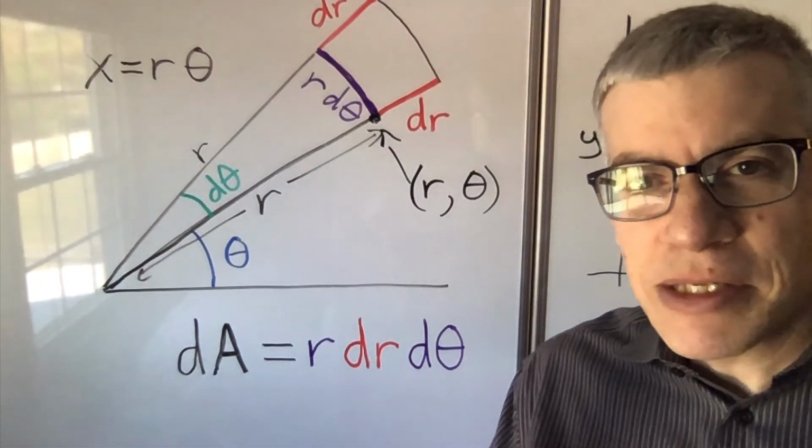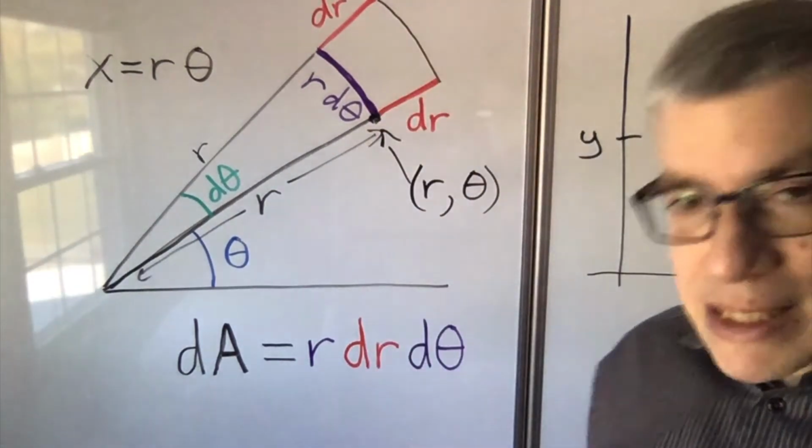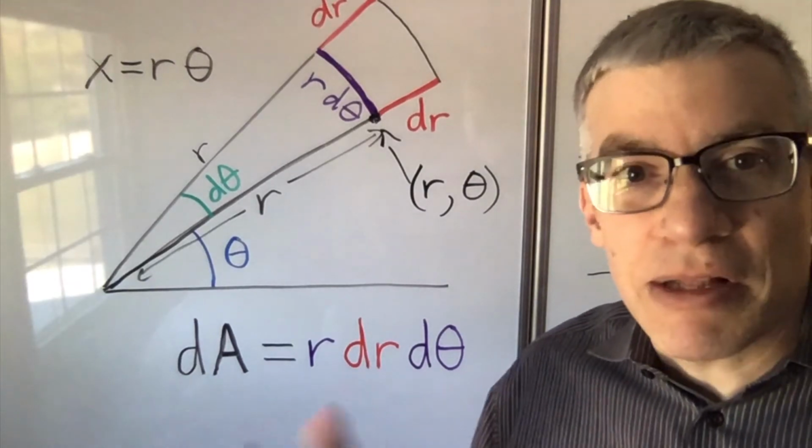Because we're imagining things getting tiny, down to infinitesimal, this is close enough to a rectangle that we can treat it as a rectangle in the limit, and it all works.